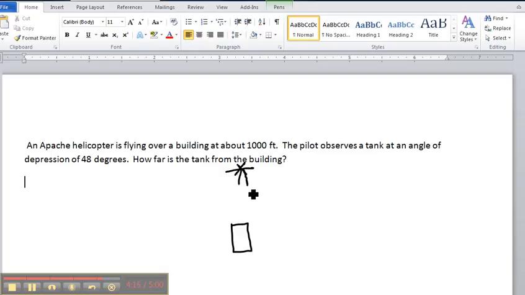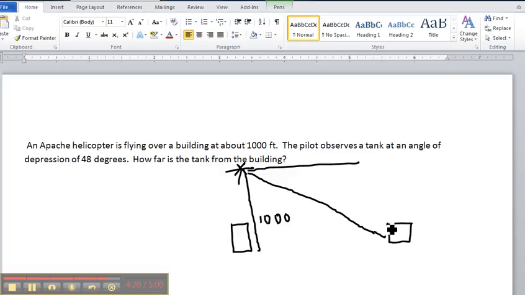Let's see. So I know this is 1,000 feet. I know this is my horizontal. So my line of sight is here, and here's my tank. And we know this is 48 degrees. So therefore that makes this 90, so 90 minus 48, that's going to be 42. And in order to find this angle measurement, I'm going to have to pause and go to the next video.